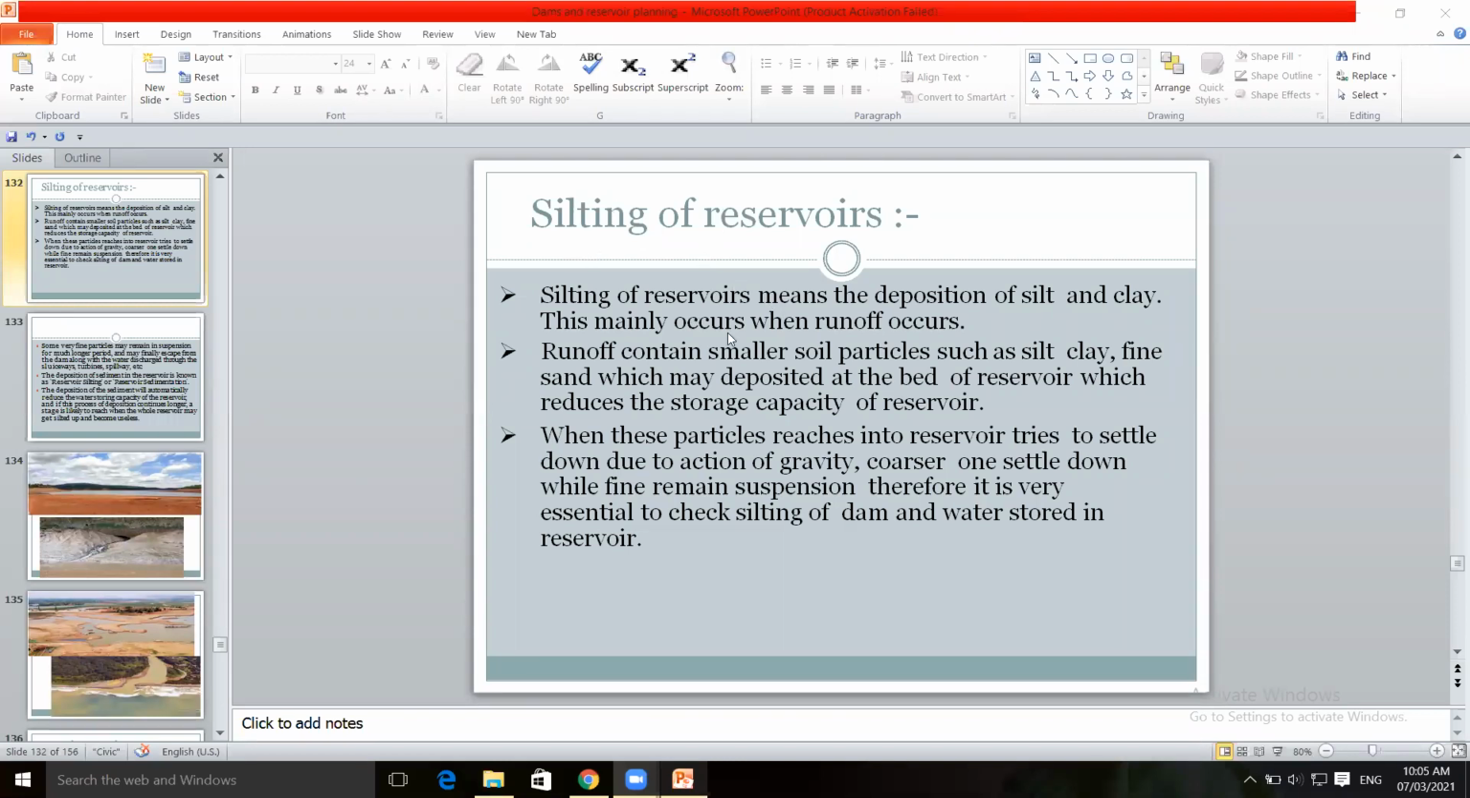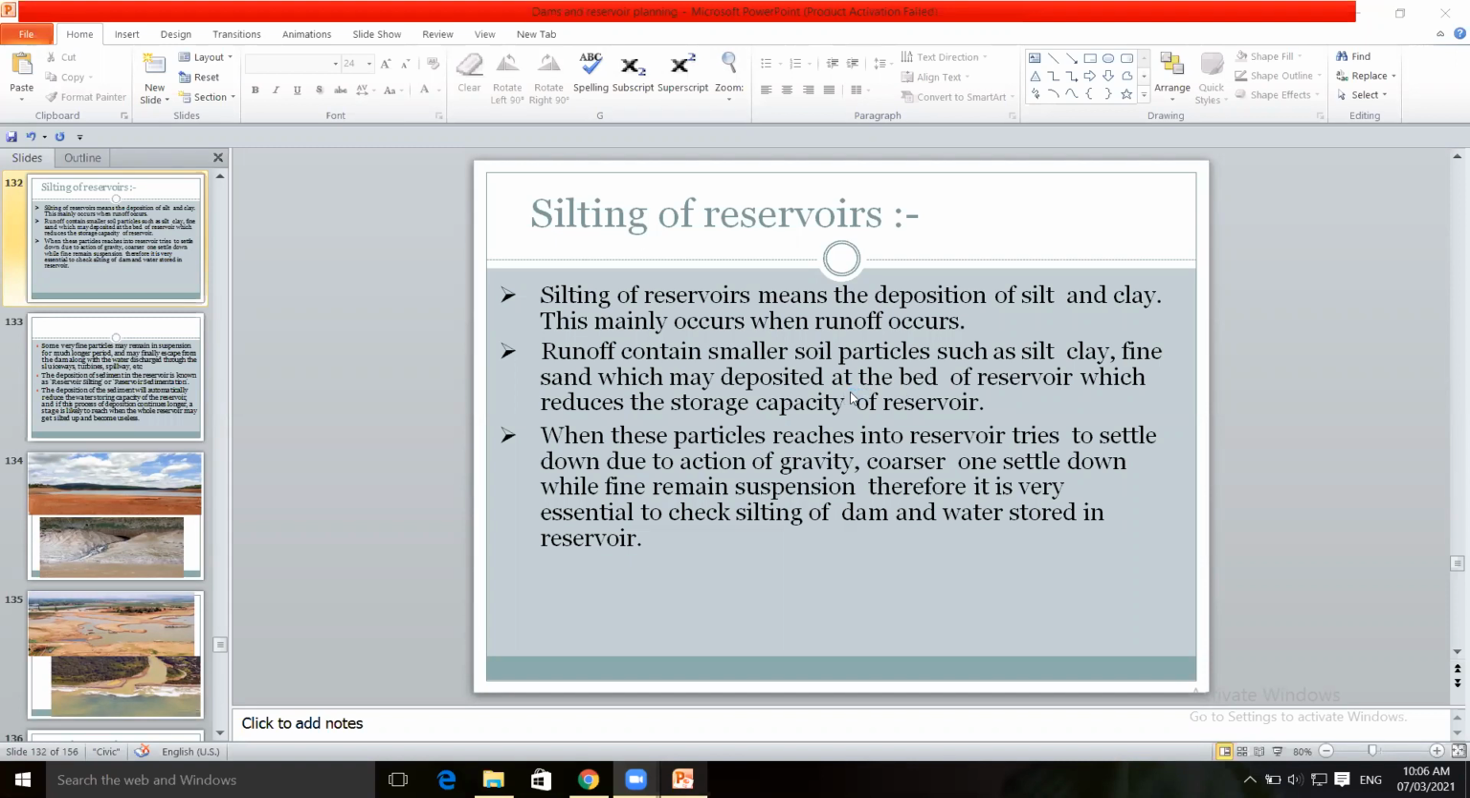In the definition, silting of the reservoir is the deposition of silt and clay at the bottom of the reservoir that mainly occurs due to runoff, due to flow of the river. The smaller soil particles such as silt, clay, fine sand may be deposited at the bed of the reservoir.